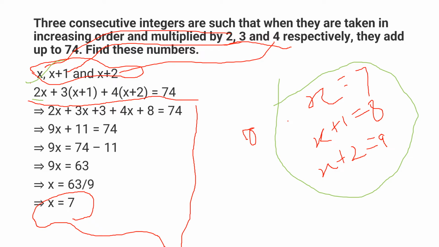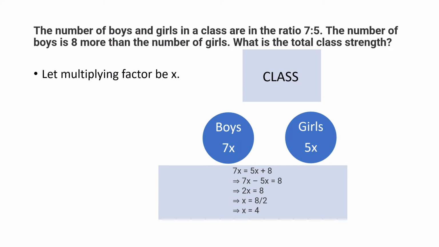Let us see the next problem. The number of boys and girls in a class are in the ratio 7 is to 5, and the number of boys is 8 more than the number of girls. What is the total strength? So here, suppose we have a class, we have boys and girls here. We have to find out the total strength, and what we are given is the ratio of these.